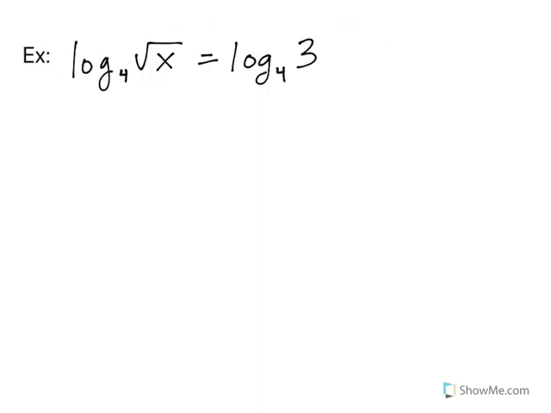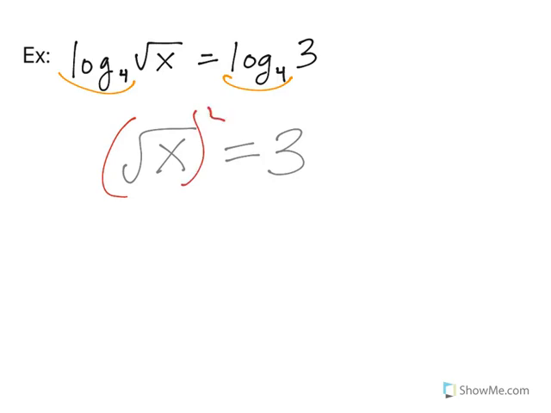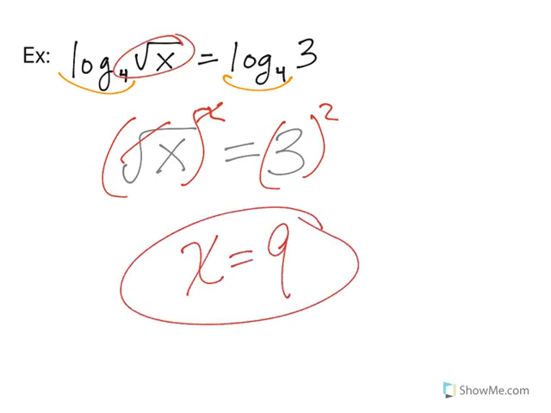And the last one, the log of the square root of x base 4 equals log of 3 base 4. Again, the bases are the same, so we know that the square root of x must equal 3. Well, how do you unsquare root something? Well, the opposite of that is to square it. So we square both sides. The square and the square root undo each other. So x equals 9. And that makes sense because the square root of 9 equals 3. So that's some examples of solving logarithmic equations with the same base.